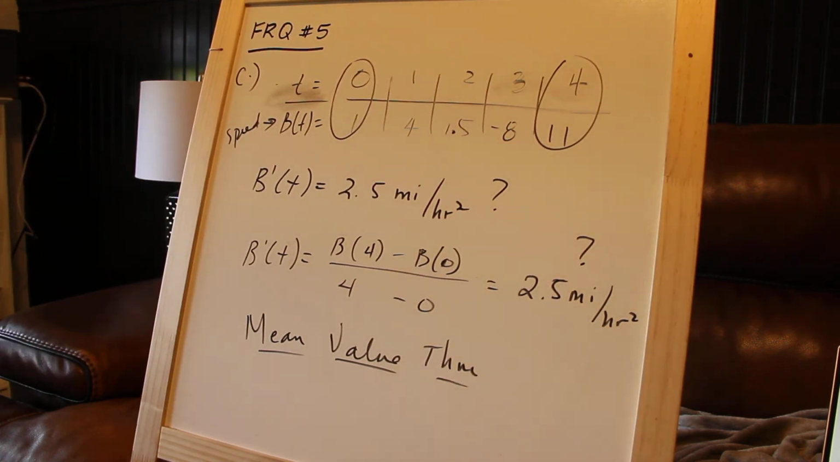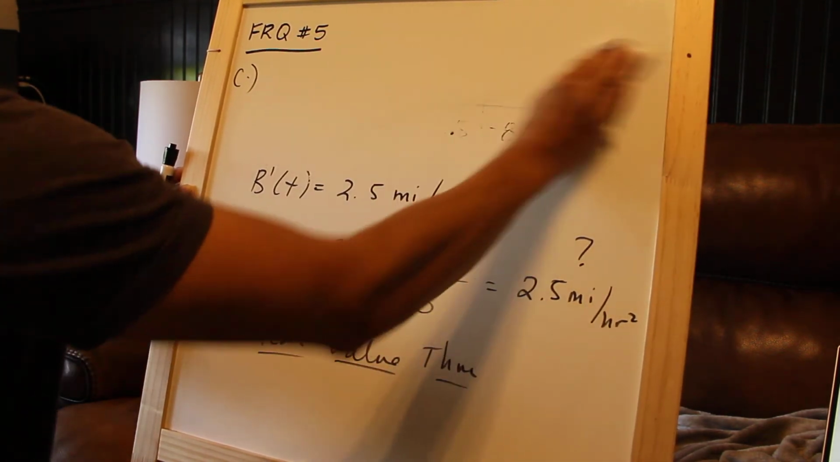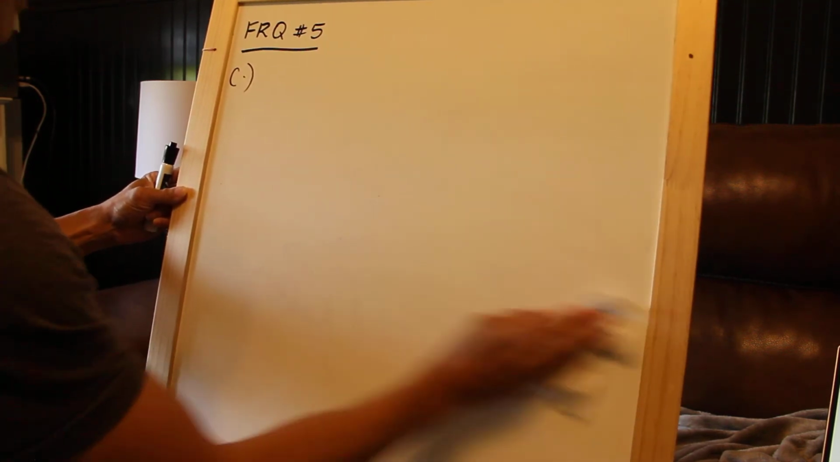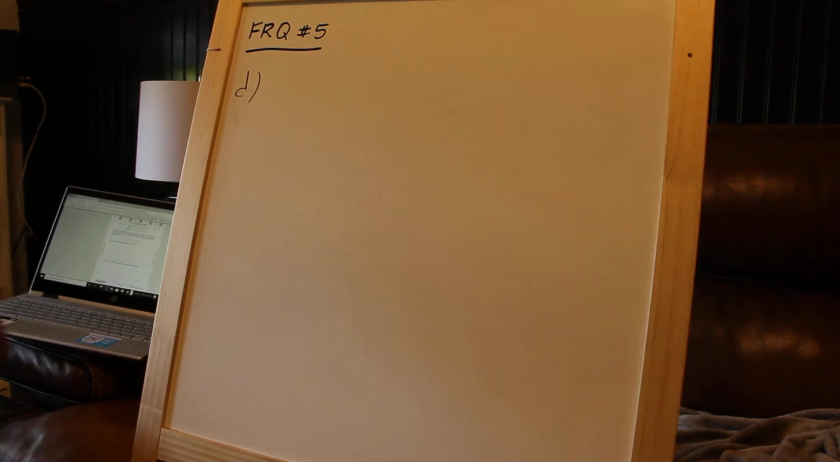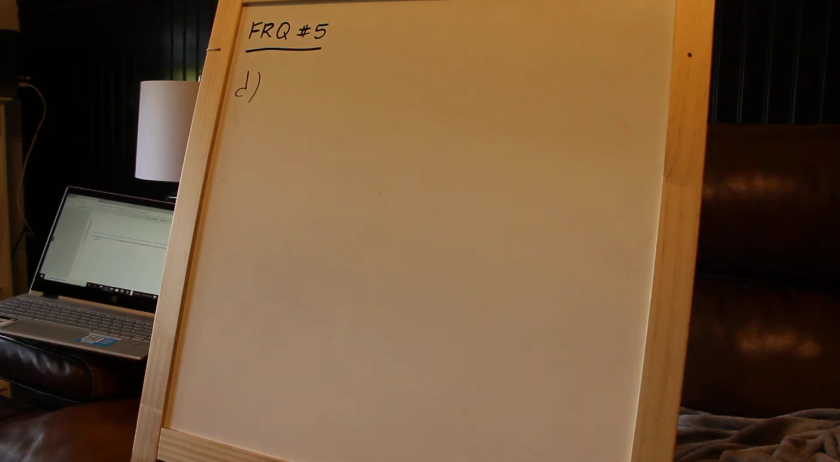Alright, so now let's go on to part D. Part D is using something called the intermediate value theorem. So now they're asking in this question, is there a time at which Chloe's speed and Brandon's speed are equal to each other between 0 and 2?